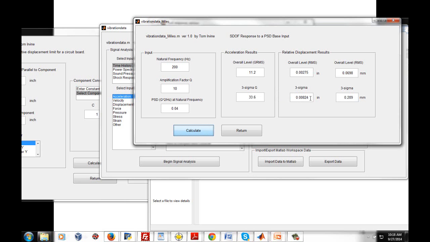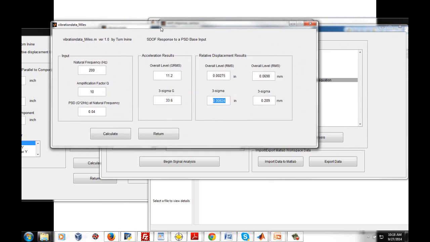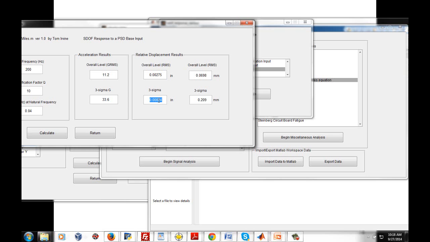And today we're concerned about this here: relative displacement results, 3 sigma. And what we see is that for this case, our expected 3 sigma relative displacement is 8 thousandths of an inch.